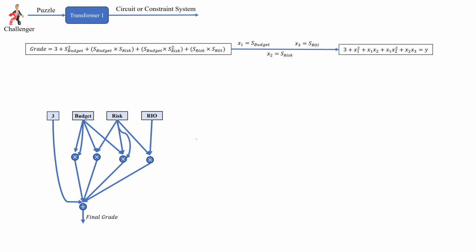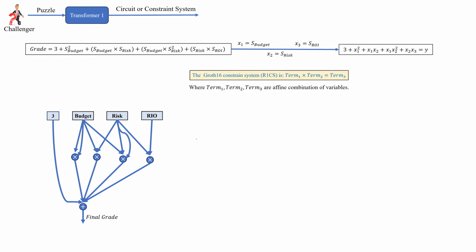Now we want to go for the first step. We want to convert the puzzle into a standard circuit or design the constraint system. Okay, what is a constraint system? A constraint system is a system that asks you to design a scenario or a puzzle in a way that the proof system could understand and could read.